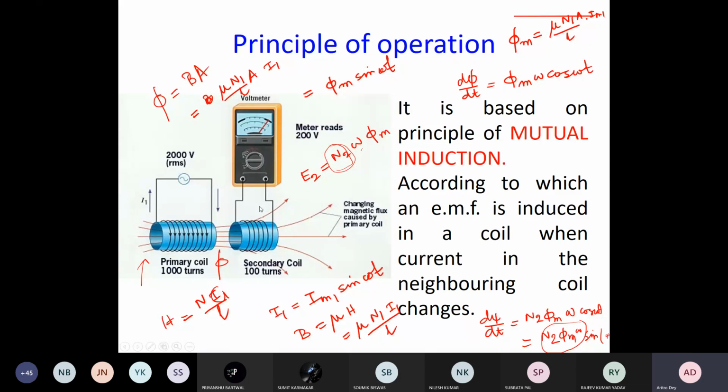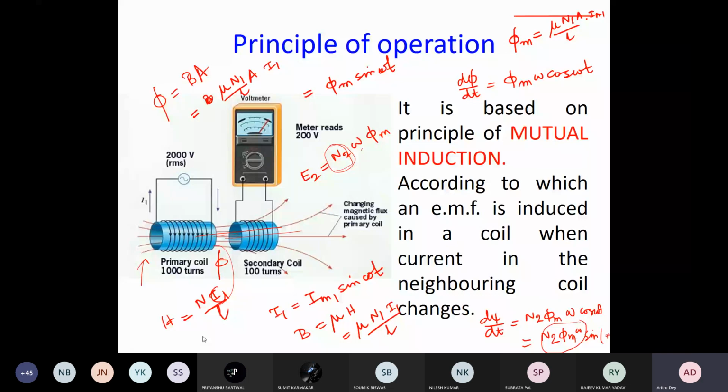So the meter here, actually a multimeter, shows that it is 200 volts in the secondary, because the same phi is linked with it, and we assume that there are no losses through the air gap of the entire flux which is produced. It is linked with the secondary and no other flux is leaking through it. Based on this, we can understand the transformer action.